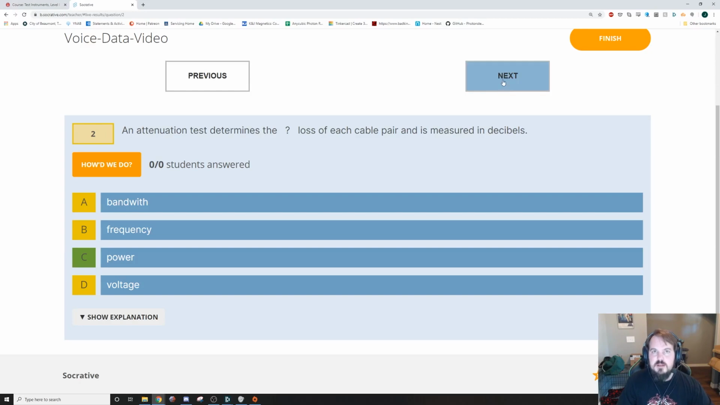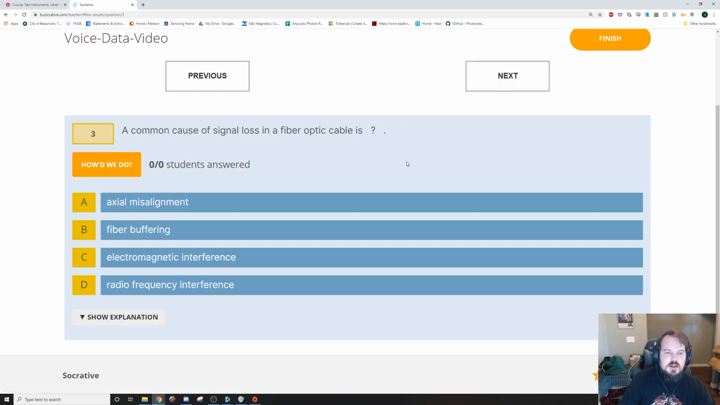Alright, moving on. A common cause of signal loss in a fiber optic cable is going to be, I'm going to say axial misalignment as my guess. Axial misalignment means that the beam of light is not going directly down the wire and it's bouncing off the sides.